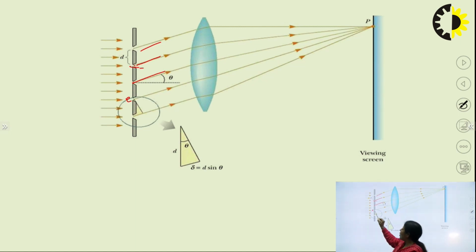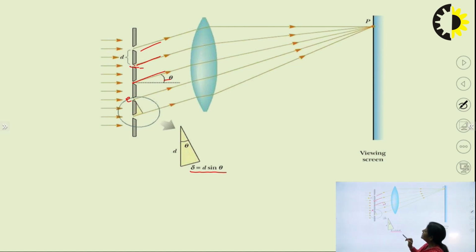All right, so small e is the slit width, and the spacing between the slits is D. And theta is the diffraction angle. This is the part where the beam is diffracted through the angle theta, so theta is known as the diffraction angle. And here we have the expression delta equals D sine theta. So what is the role of delta here?